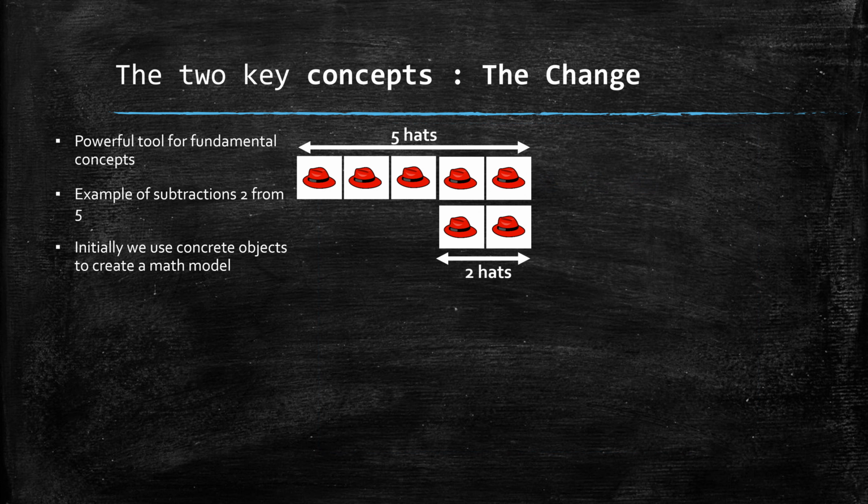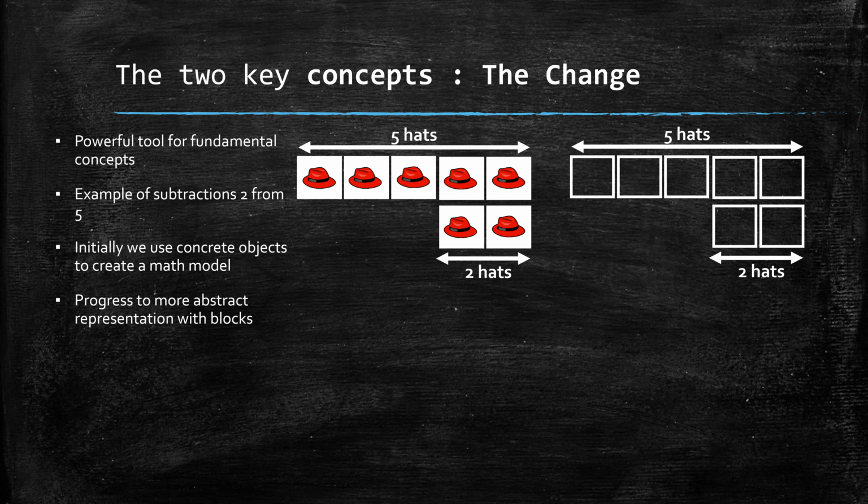Now let's have a look at the second key concept, that of change. This concept of change is a powerful tool to help children grasp the fundamentals of addition and subtraction. Let us explore an example of subtraction to illustrate this concept. We will demonstrate how to subtract 2 from 5, resulting in 5 minus 2 equals 3. Initially, we will use concrete objects to create a math model that represents the problem, in this case, hats.